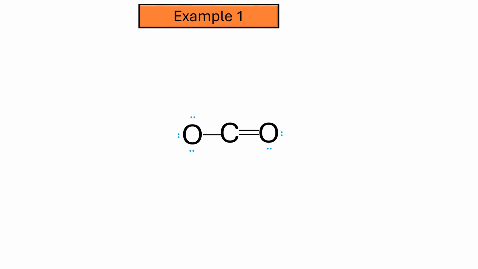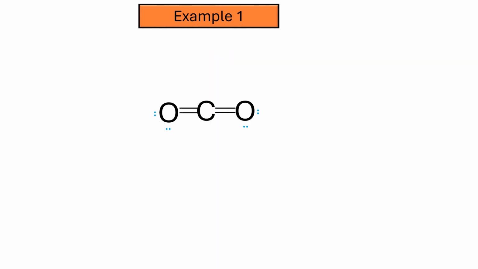Carbon is still not happy, right? Carbon only has 6 electrons. So we're going to repeat the process again. We're going to take 2 electrons from the other oxygen in order to form another double bond. And this is the structure for carbon dioxide. Every atom fulfills the octet rule. Everybody's happy. So this is what carbon dioxide should look like.